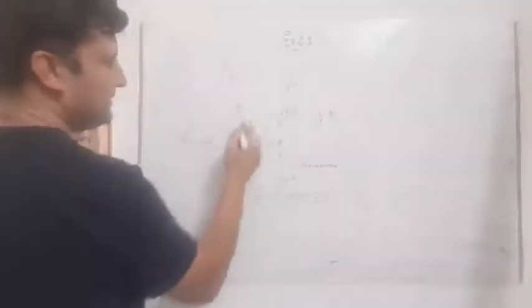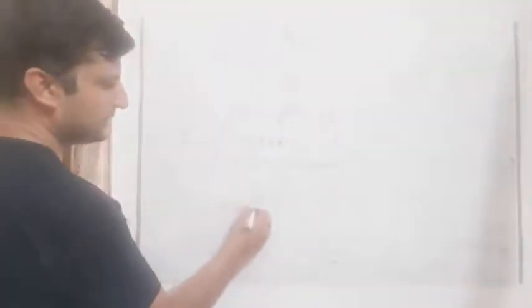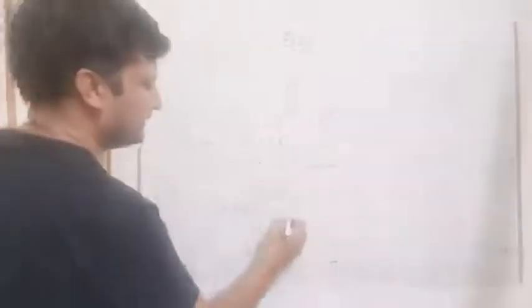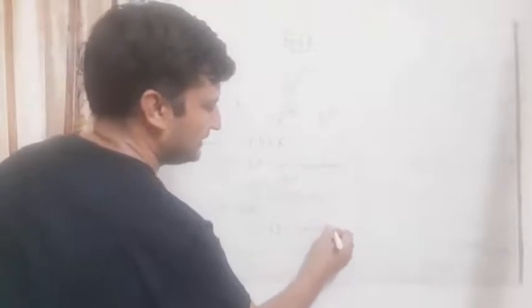Now, PQS is a triangle. We can say that in triangle PQS, now use the angle sum property. What will happen here? Angle x plus angle y plus this angle, which is already 90 degrees, is equal to 180 degrees. We can say that by the angle sum property.